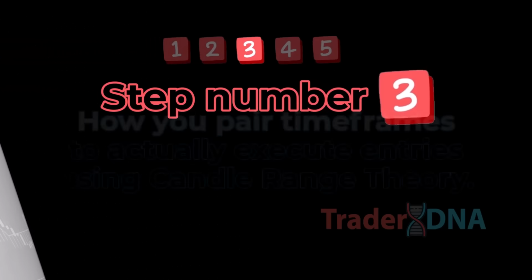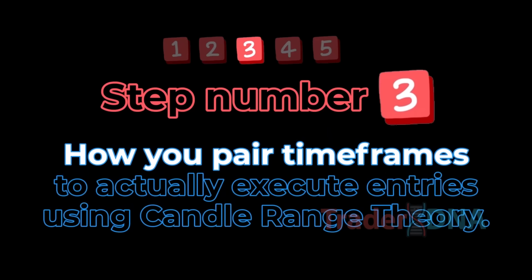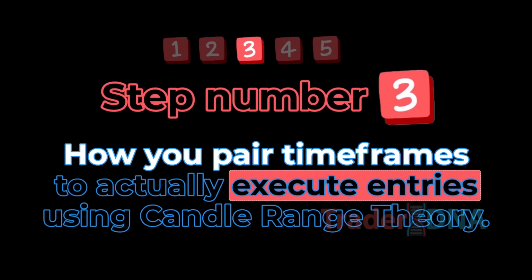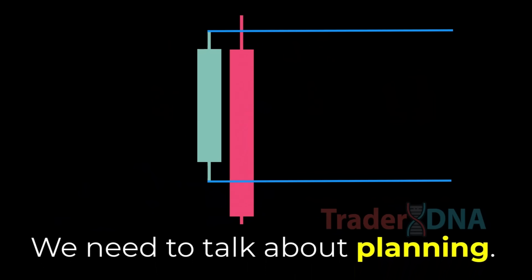All right, let's move to step number 3. And this is where precision comes in. This is how you pair time frames to actually execute entries using candle range theory. Now that we understand the core mechanics of CRT, we need to talk about planning, because knowing the concept is one thing, executing it correctly is another level.